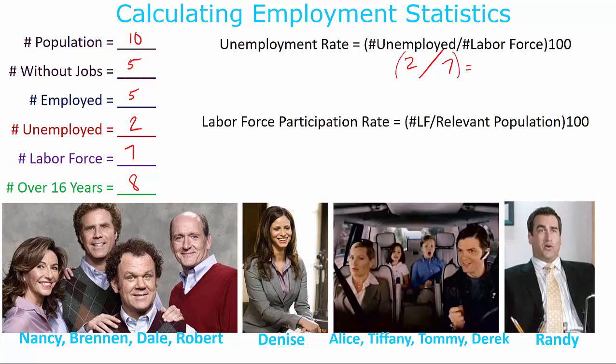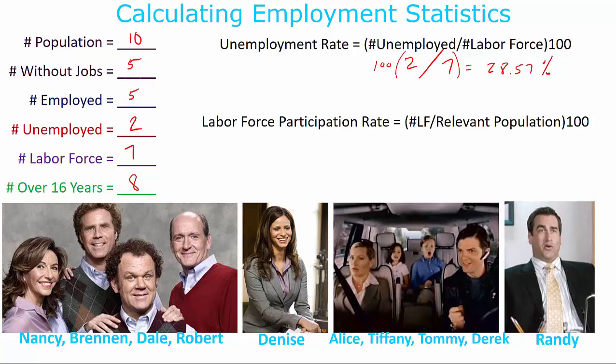Okay, and then you have to multiply it by 100 to convert to percent. So let me get out my trusty calculator. 2 divided by 7 times 100. Our unemployment rate in this scenario is 28.57%. Okay? Now let's look at the labor force participation rate.